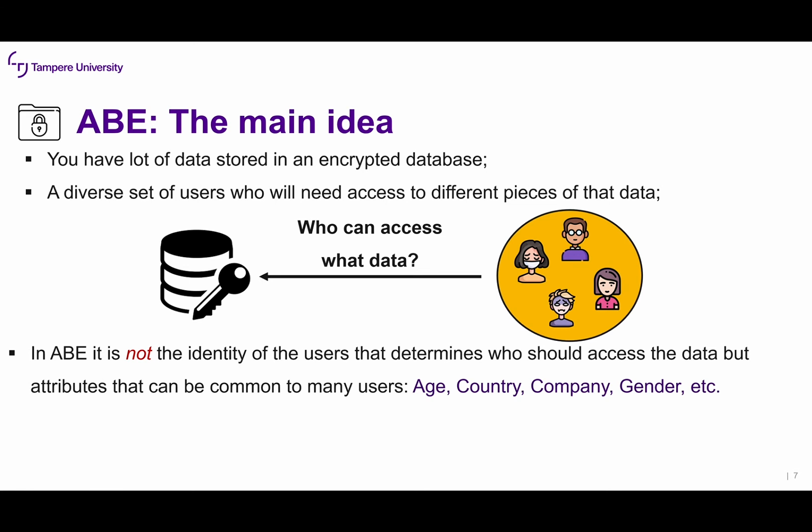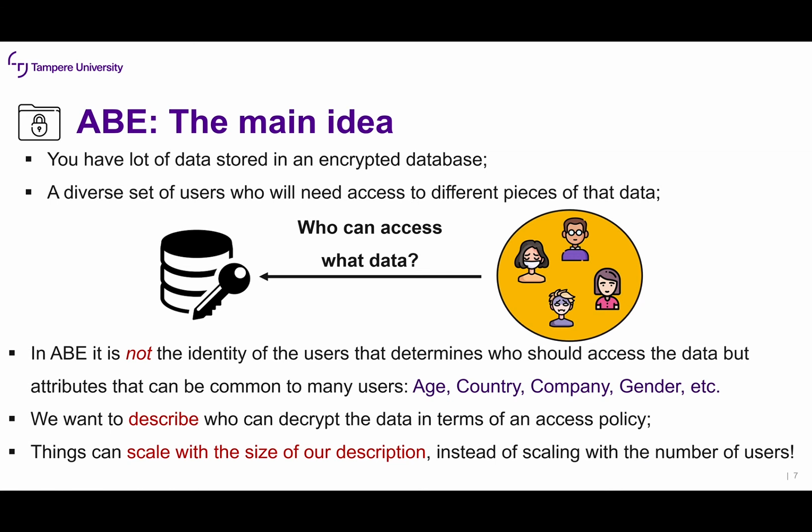In ABE, it is not the identity of the users that determines who should access the data, but attributes that can be common to many users. For example, age, country, company, gender, etc. So with attribute-based encryption, we don't really care about the identity, but about the attributes, and the attributes along with the policy will determine who is going to access which data.